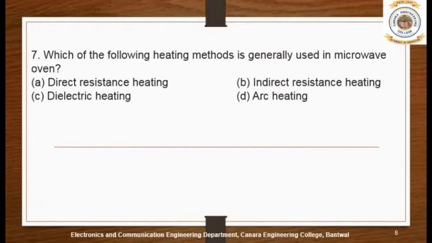Then, which of the following heating methods is generally used in a microwave oven? The options are direct resistance heating, indirect resistance heating, dielectric heating, and arc heating. Here we are going to use a dielectric heating process. This is the heating method which is employed in the microwave oven.